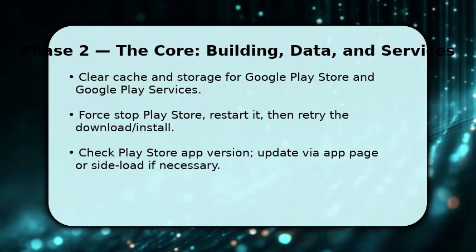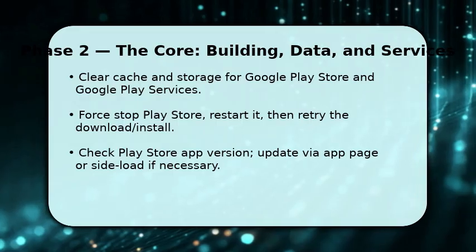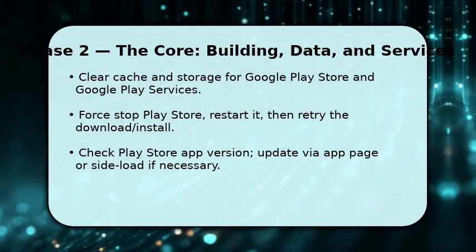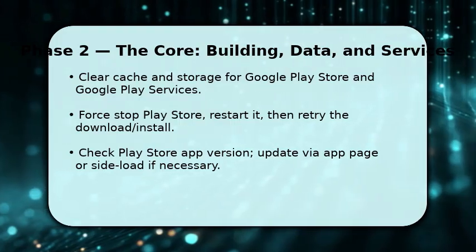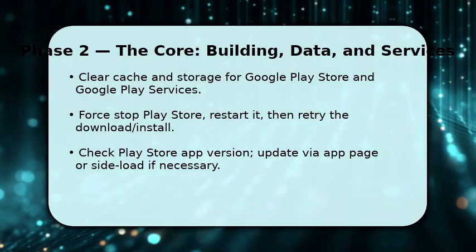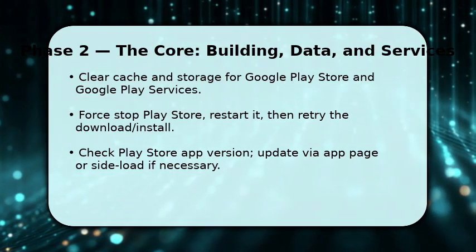Now you'll clear app-level issues that block installs. Go to Settings Apps, pick Google Play Store, and clear cache. If problems persist, clear storage. That resets local data but not purchases. Do the same for Google Play Services and Download Manager. Once cleared, force stop Play Store, then relaunch it and attempt the install.